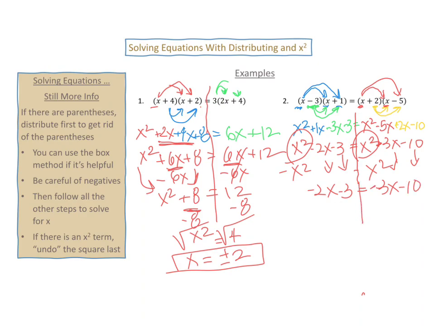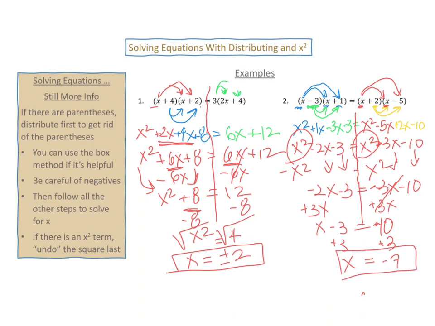Now, if I add 3x to both sides, negative 2x plus 3x leaves me 1x minus 3 equals, this is gone now, negative 10. I add 3, and I get x equals negative 10 plus 3, negative 7.